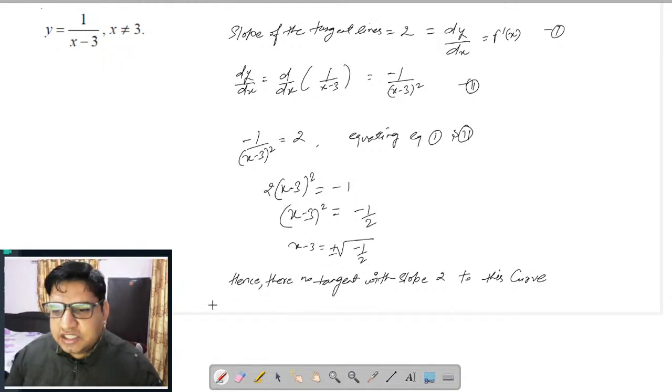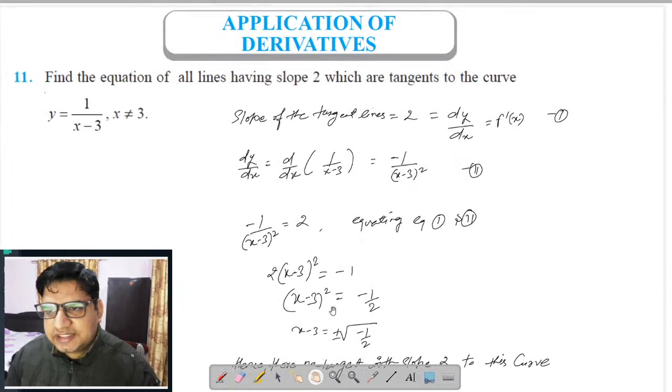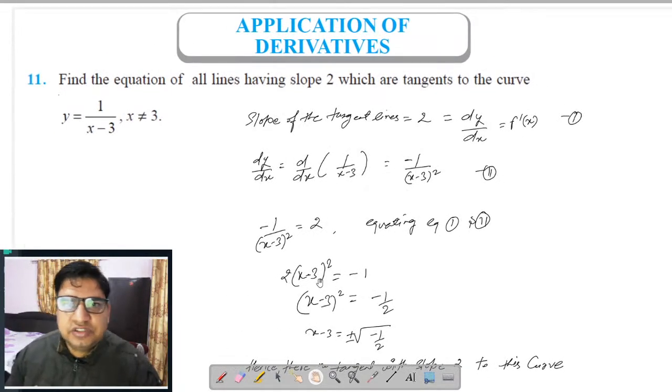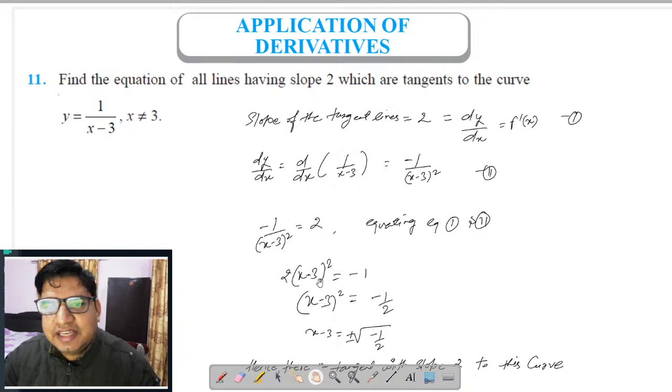So this is one of the ways to figure out how we can find the equation of a line. The equation of a tangent line is not possible in this case with slope 2. I hope you have understood.